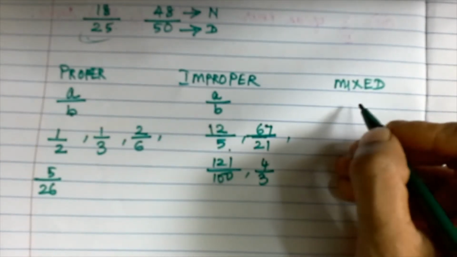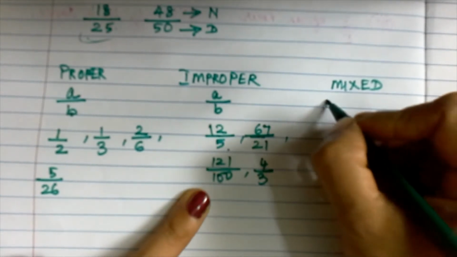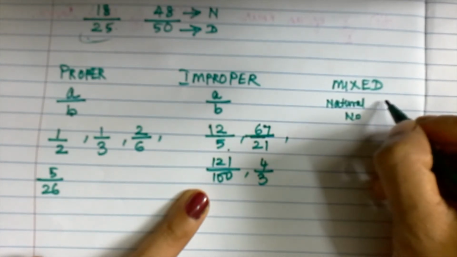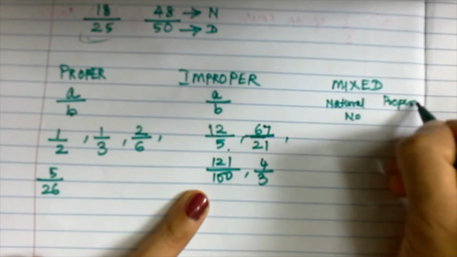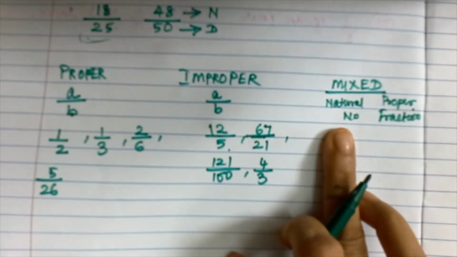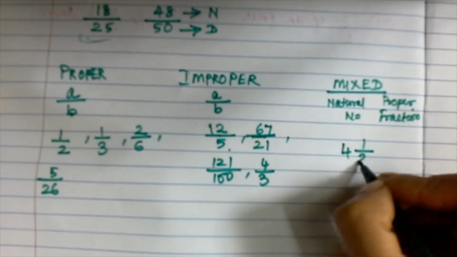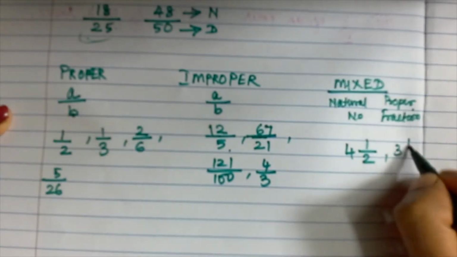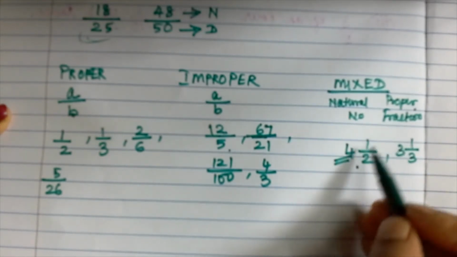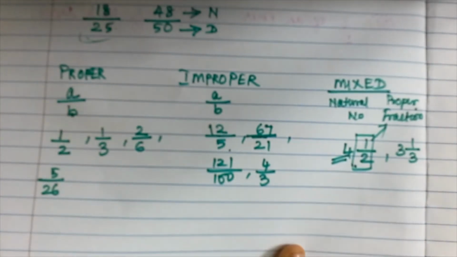Now what is called a mixed fraction? A mixed fraction is one where we have a whole number, a natural number, and a proper fraction. So it's a mixture of both a natural number and a proper fraction. For example, 4 1 by 2 or 3 1 by 3. These are called mixed fractions, where 4 is a natural number and 1 by 2 is a proper fraction.